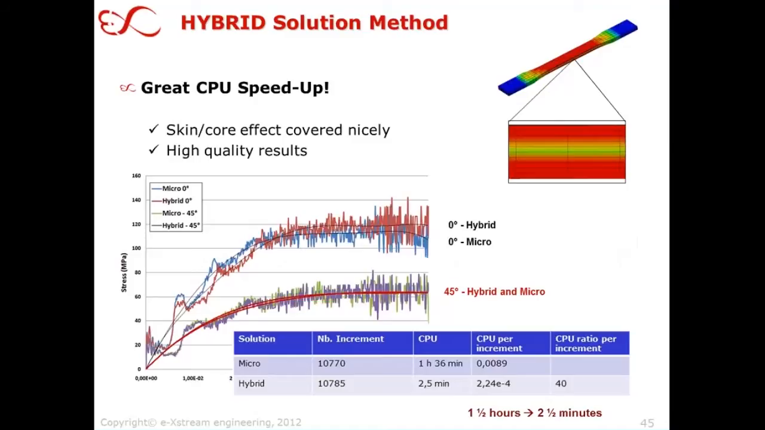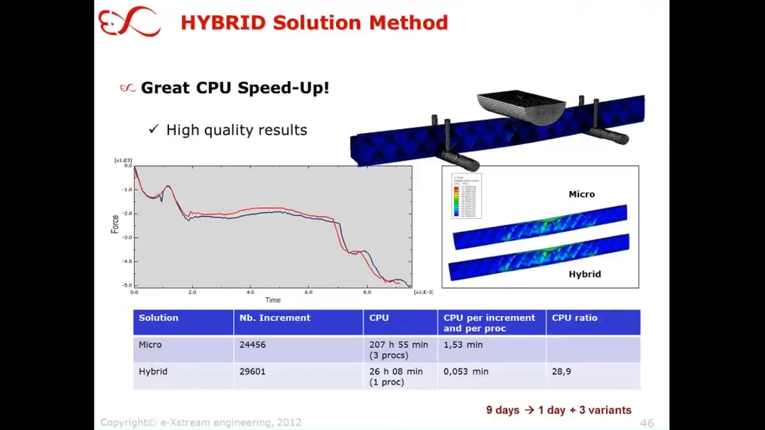And if we look now at the CPU time, to compute a dumbbell with micro took us 1 hour 36 minutes, whereas with the new hybrid approach, it only takes 2.5 minutes. So it's a really vast reduction of CPU time. Great success in this case, and so let's move to the part assembly level.